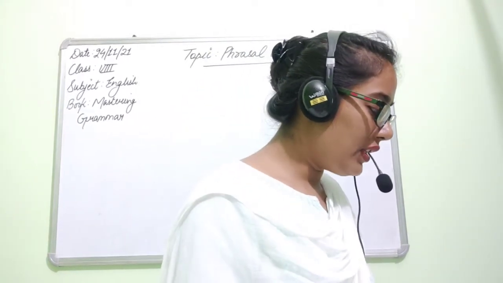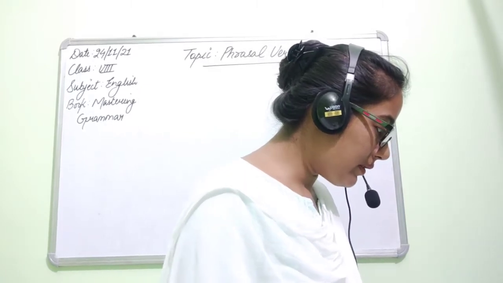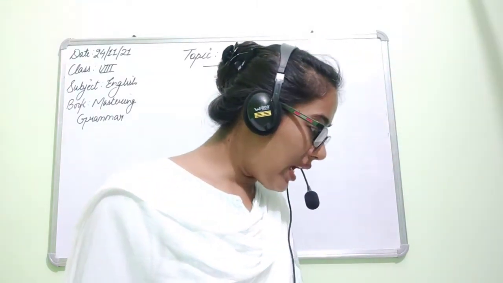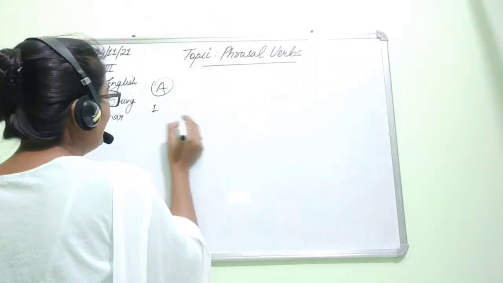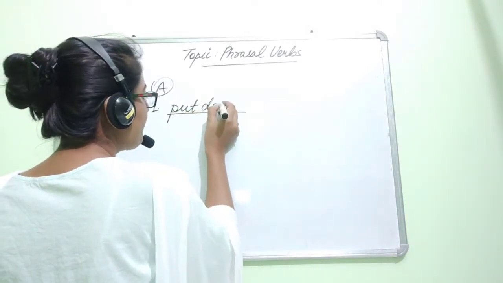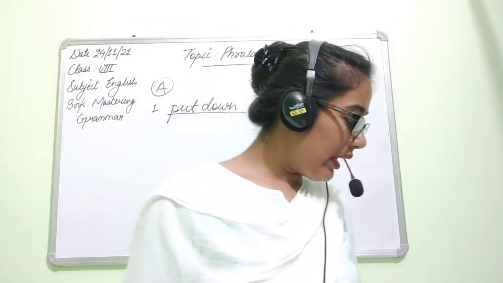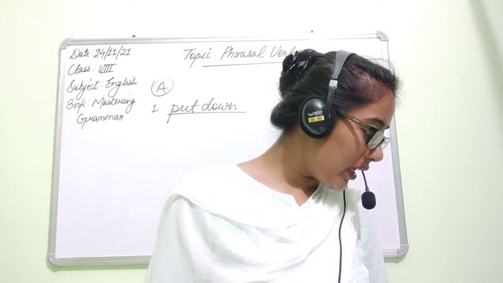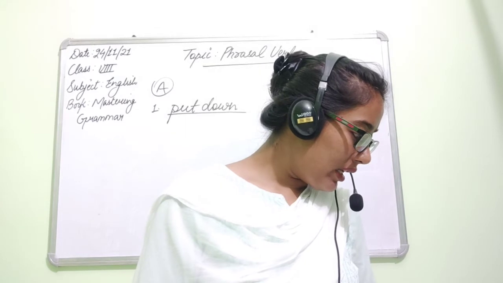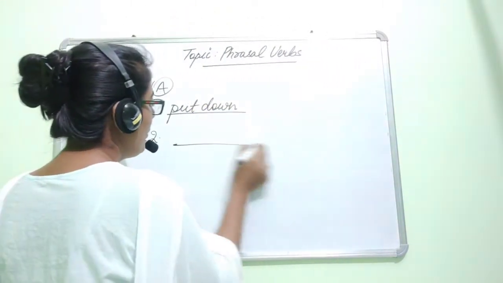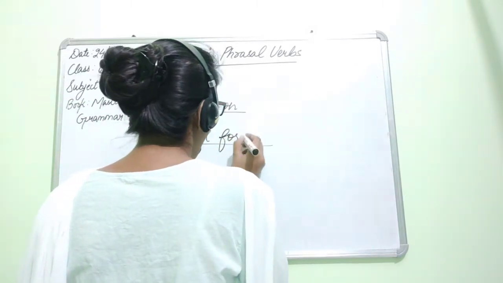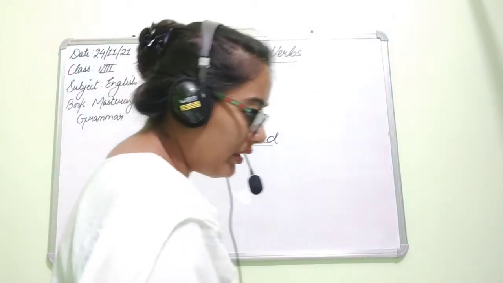Now, let's move on to the first exercise of this particular chapter. Use the phrasal verb given below and fill in the blanks to complete the sentence. Anne Frank dash her thoughts and feelings in her personal diary. Put down, okay, means wrote. Anne Frank put down her thoughts and feelings in her personal diary. The manager dash good ideas to improve the sales of the new product. So, put forward. The manager put forward good ideas to improve the sales of the new product.